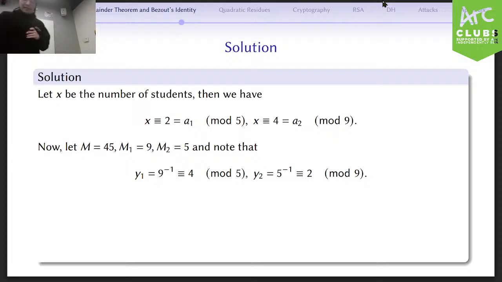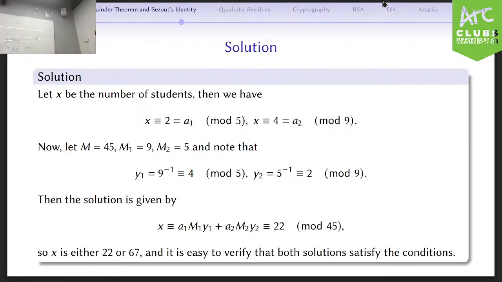And then what we do from that is we construct the solution this way. So we get that X is equal to A1 M1 Y1 plus A2 M2 Y2. And when you calculate it using all the numbers you just found, you get 22 mod 45. And that's basically what the Chinese remainder theorem tells us, that this solution, X equal to 22 mod 45, is unique.